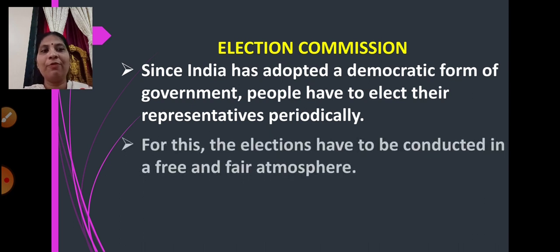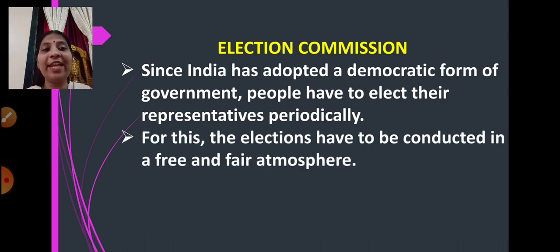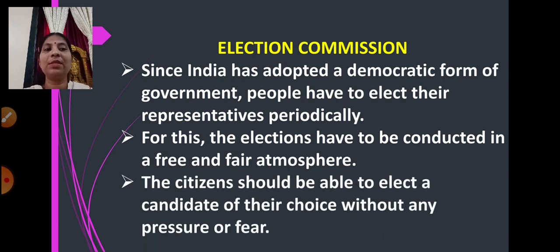Okay. Now for this, elections have to be conducted in a free and fair atmosphere. The citizens should be able to elect a candidate of their choice without any pressure or fear. Now when I say free and fair atmosphere, it means when a citizen goes and casts his vote, elects a candidate, it should be of his or her choice. Nobody can compel that person. No, you have to go and give your vote to person A or person B. No, my favorite candidate may be somebody else, so nobody can force me. So that is free elections and without any pressure.